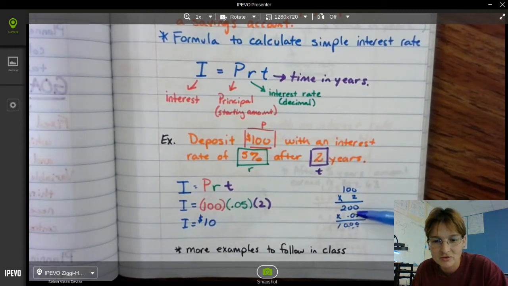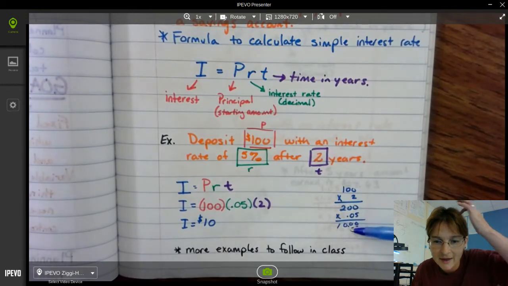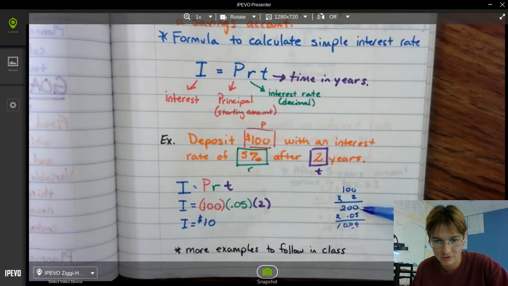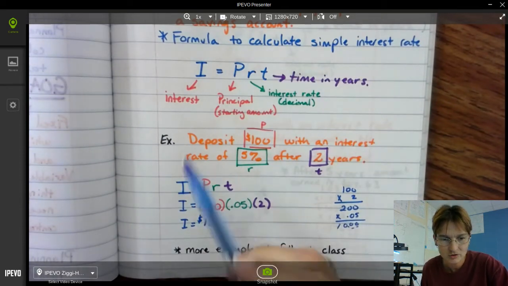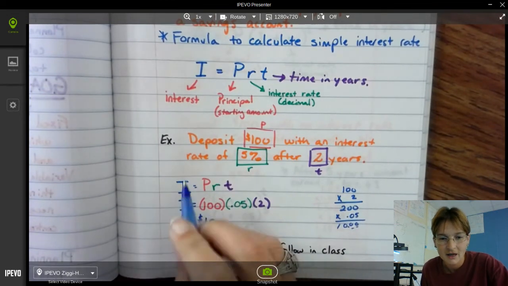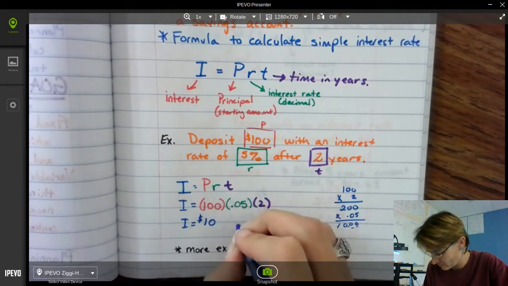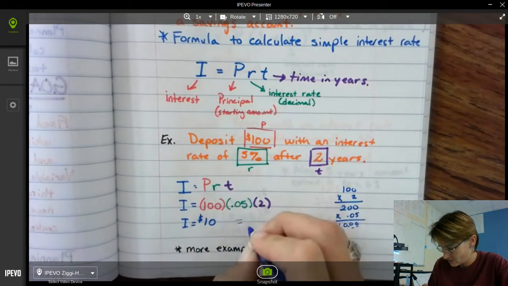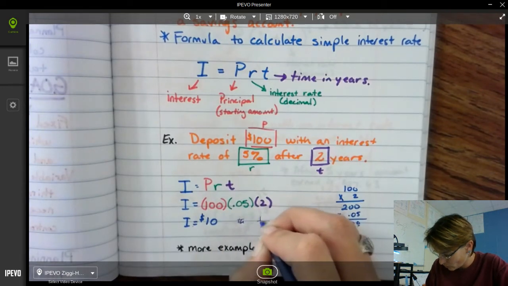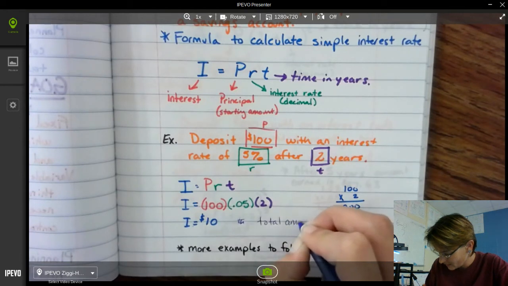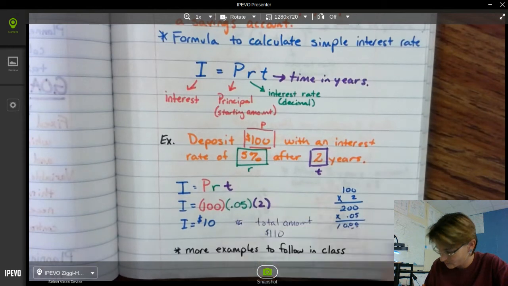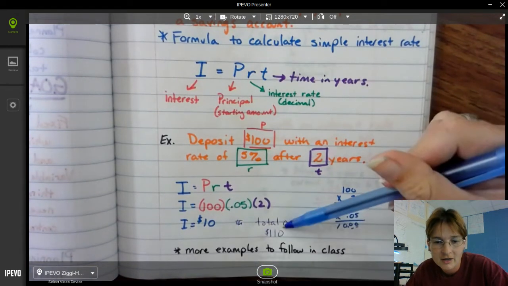The 0.05 having 2 decimals, I get 2 decimal places in that answer. So therefore, I have 10 as my answer, 200 times 0.05. So the interest that I have earned is going to be $10. Okay. The total amount after that, let's say total amount earned, is going to be $110. Okay, so total amount earned is $110.